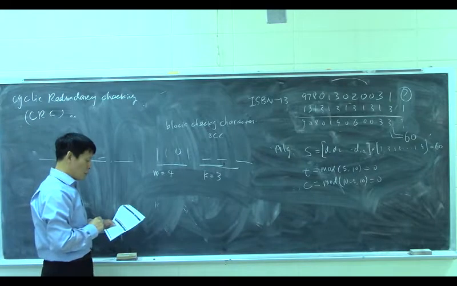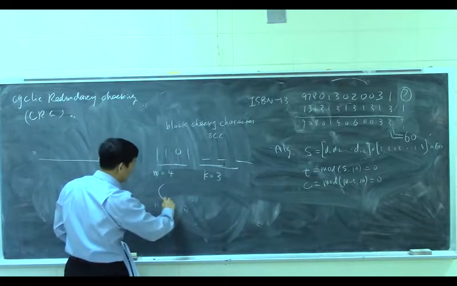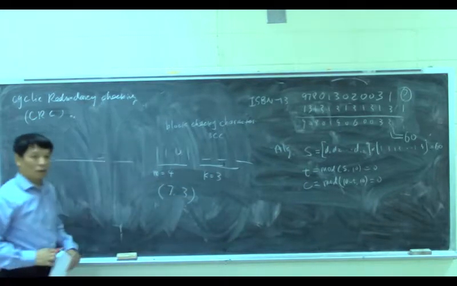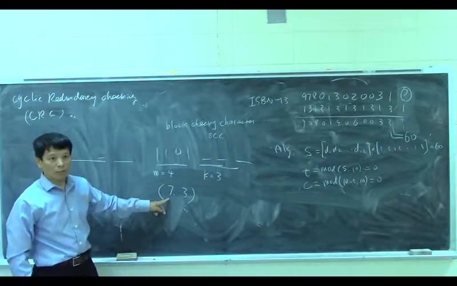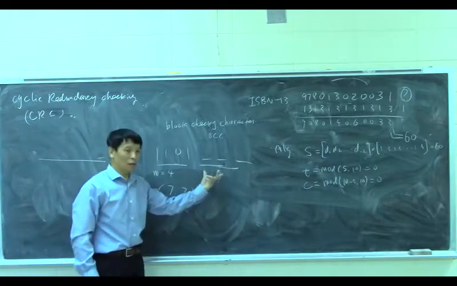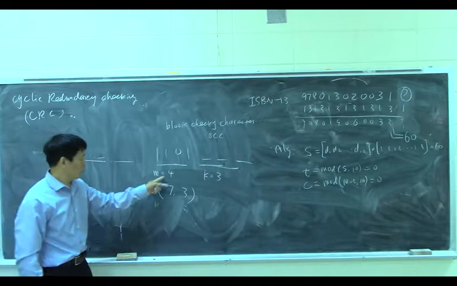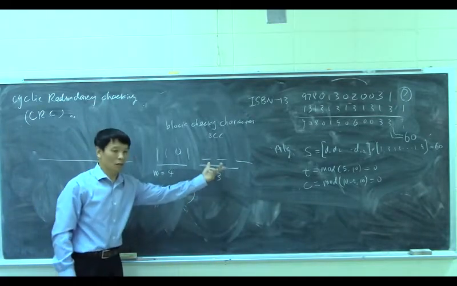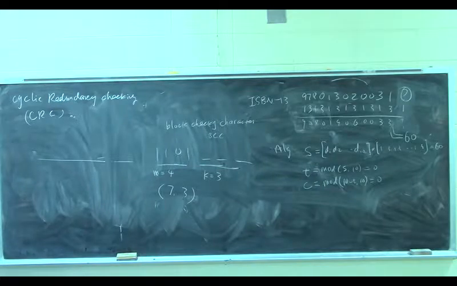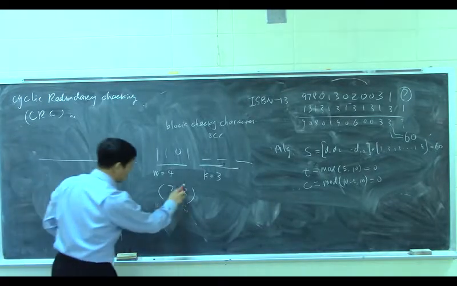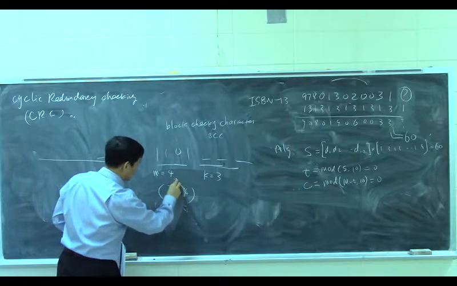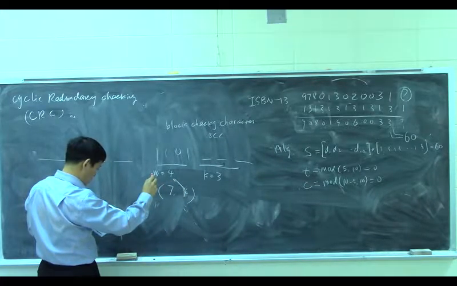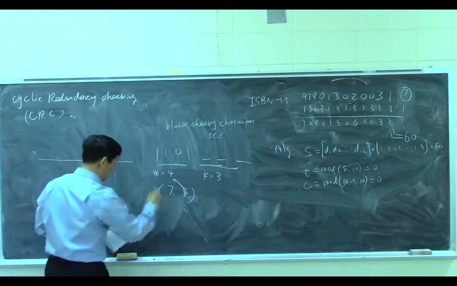And this code will be written as (7, 4). 7 is the length of the code, which is the sum of the data and the block checking character, so 4 plus 3 equals 7. And 3 is the length of the check. Okay, I think a little bit wrong. So this one is supposed to be 4, not 3.